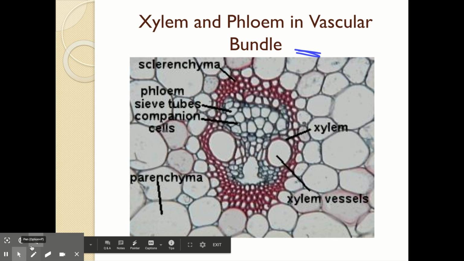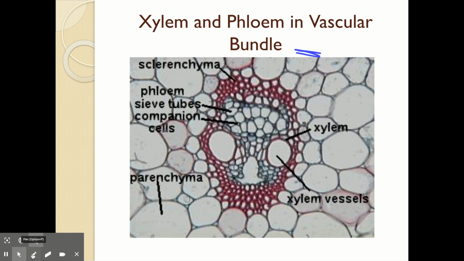All right, so here is a cross section of what the xylem and phloem look like. This would be under a microscope. So here is your phloem right here, and your xylem is right here.